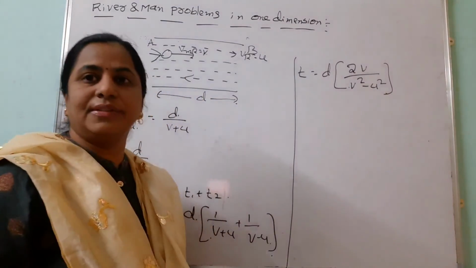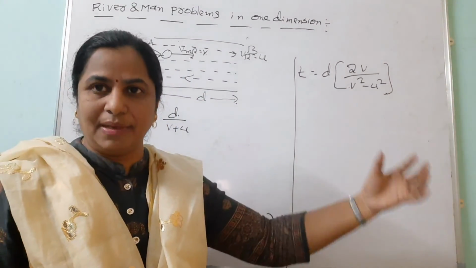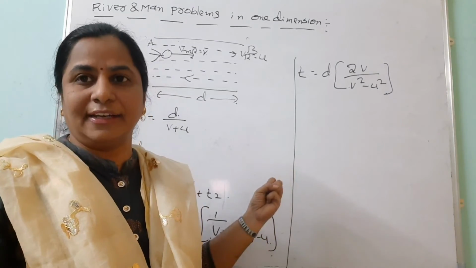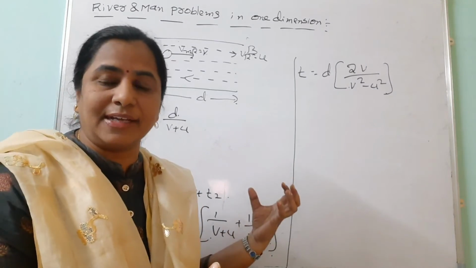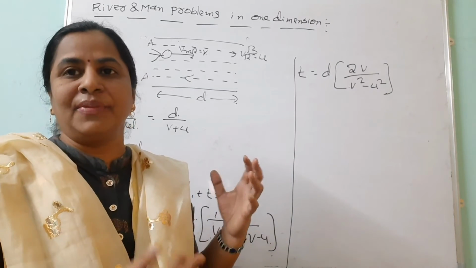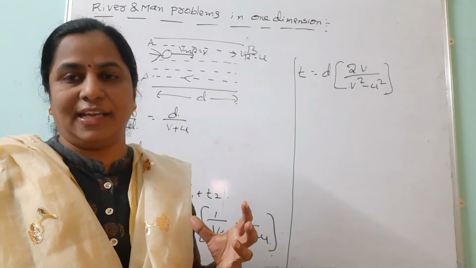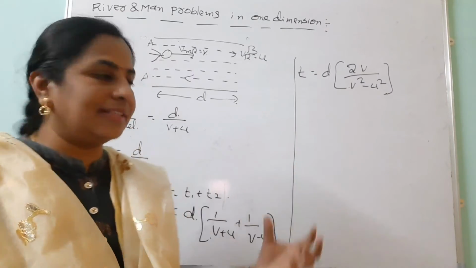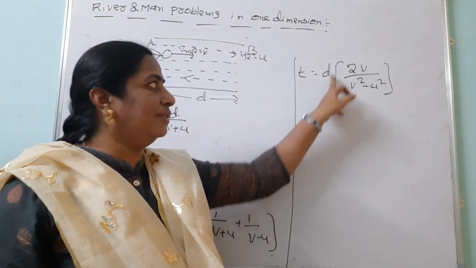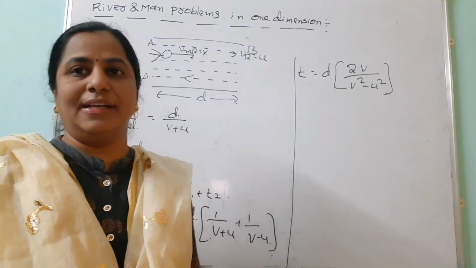I think you understood this question. The man swims distance D along the river downstream. Then he comes back to the same position, and at that time he is swimming opposite to the river. So how much total time does he take to come back to the same position? That formula we should remember directly: T equals D into 2V by V square minus U square.